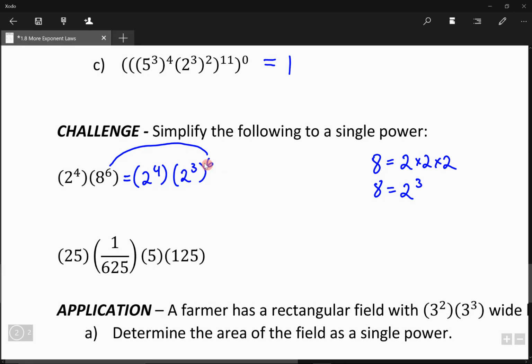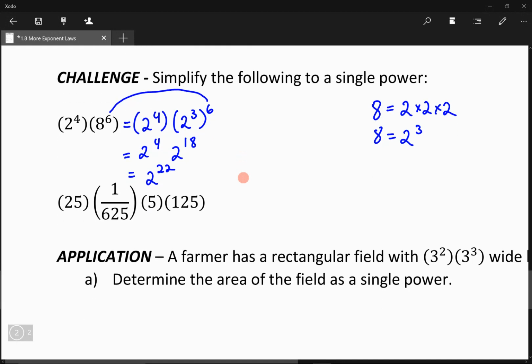And you introduce another little bit of a step here, so you have to do the power law. So 3 times 6 is 18. So I'm going to write here 2 to the power of 4 times 2 to the power of 18. And then if you're multiplying two powers with the same base, you have to add their exponents. So 4 plus 18 is 22. So this is going to equal 2 to the power of 22.